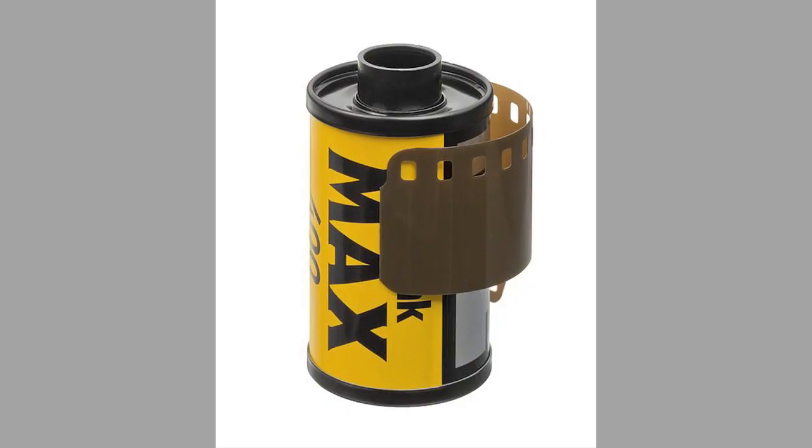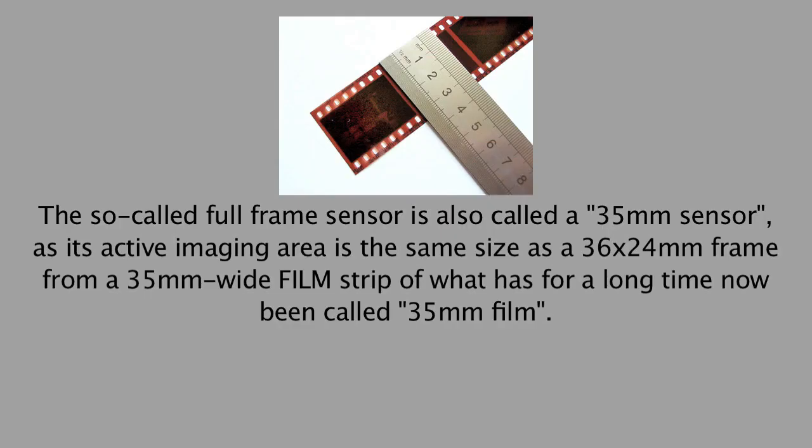For those of you who are familiar with photographic film, or motion picture film for that matter, let me tell you first that the so-called full-frame sensor is also called a 35mm sensor, as its active imaging area is the same size as a 36 by 24mm frame from a 35mm wide film strip of what has for a long time now been called 35mm film.